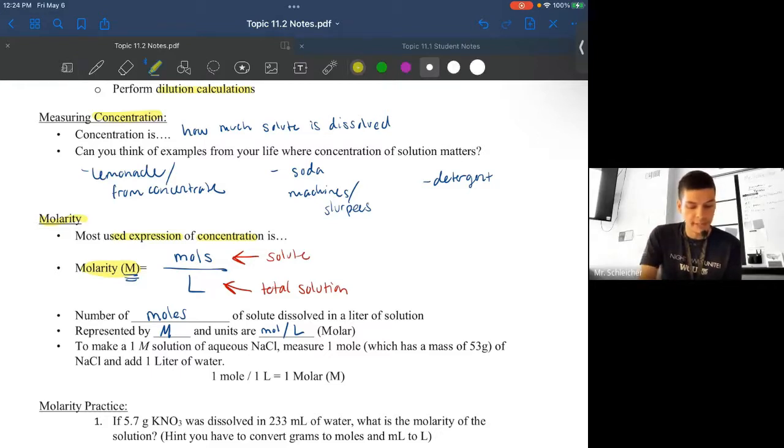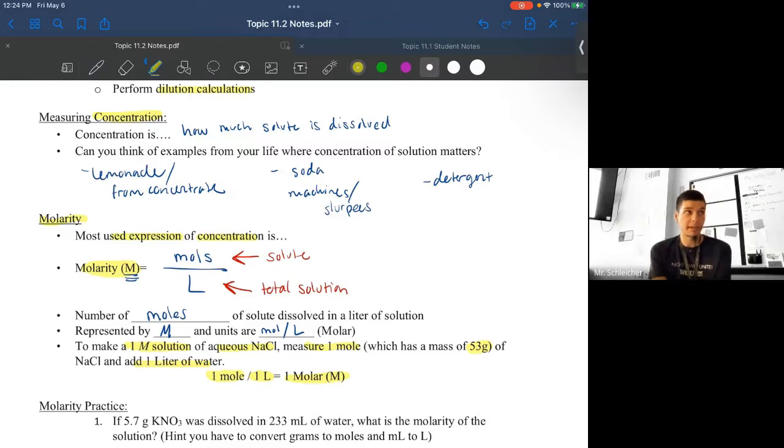Okay, so for example, by the way, whenever I say something like molarity, and there's an M right after a number, you read it as molar. So to create a 1 molar solution of aqueous NaCl, you just have to measure 1 mole of NaCl. In this case, it would have 53 grams of mass because that's the molar mass of NaCl. And you just add 1 liter of water to that. If you have 1 mole divided by 1 liter, that means it's a 1 molar solution.